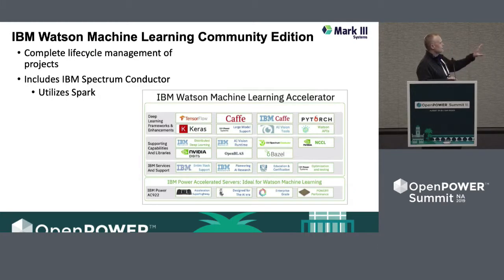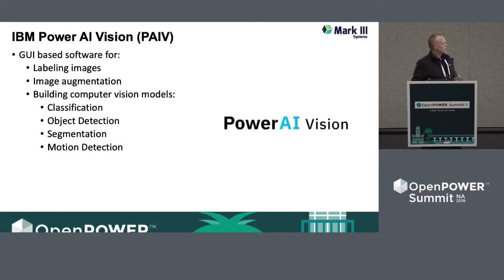Okay, so Community Edition, this is also known as Power AI. But then there's another one called Watson Machine Learning Accelerator, which is sort of a bundle of several servers put together that has Spark that's utilized to manage the jobs and all of that other stuff. It's a little bit bigger than what we've dealt with customers.